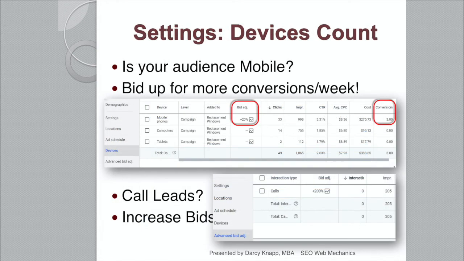If your audience is mobile first, which means predominantly your business is driven by clicks coming from mobile devices, you're going to want to adjust your bids so that you're bidding higher on mobile phones. You can do this within your bid adjustments under devices, and you can also use an advanced bid adjustment if you're trying to drive, let's say, calls in before clicks. You can increase your bids specifically for calls.